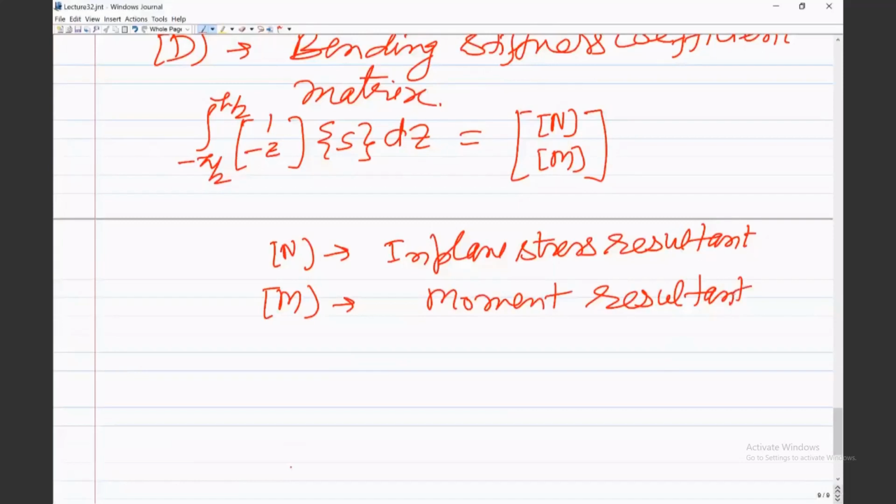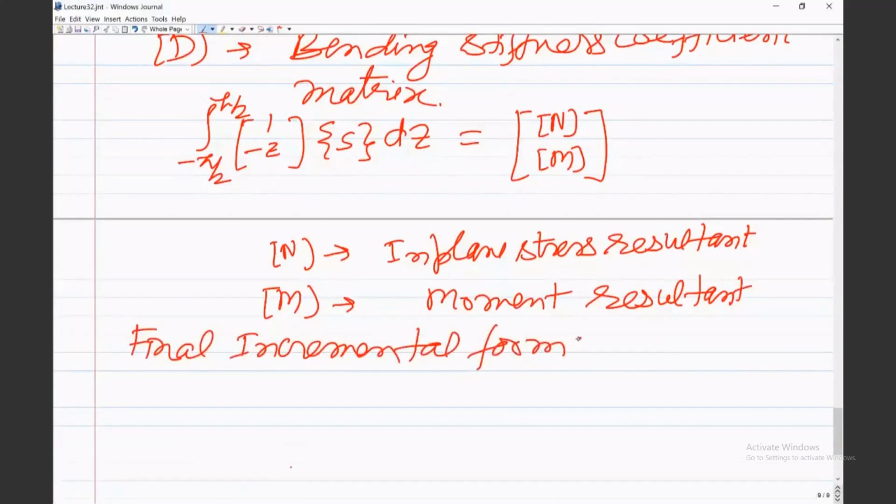So once you have this, you can see the final incremental form can finally be written as basically integration over area, and then we have this B plus B NL transpose into C bar.